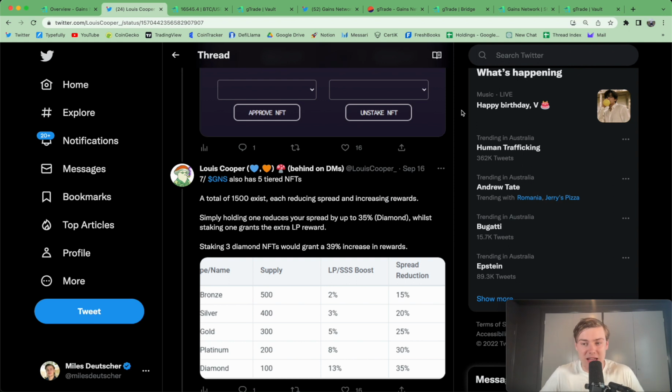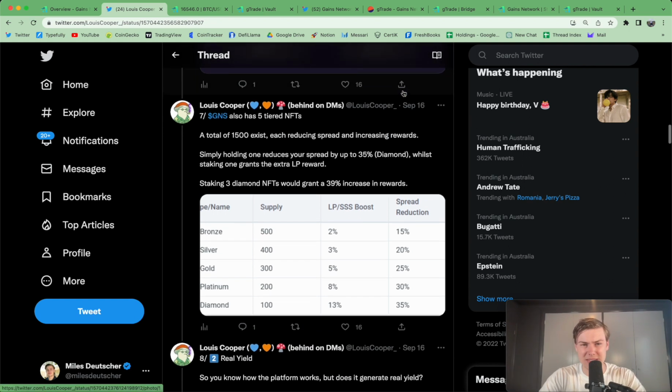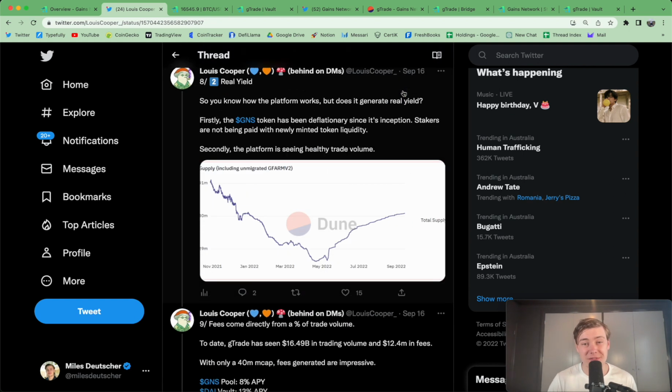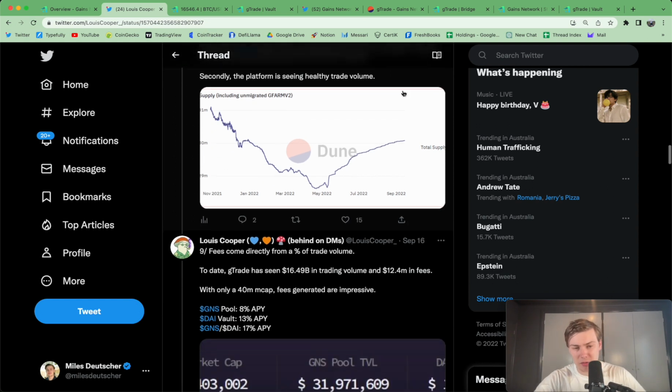And if you're staking DAI, you're getting exposure to the essential losses of traders, which over time have been growing and growing as the platform gains in traction. The GNS token has been deflationary since its inception. Stakers are not being paid with newly minted token liquidity, so it's totally based on fees, and the platform is seeing a pretty healthy trade volume.